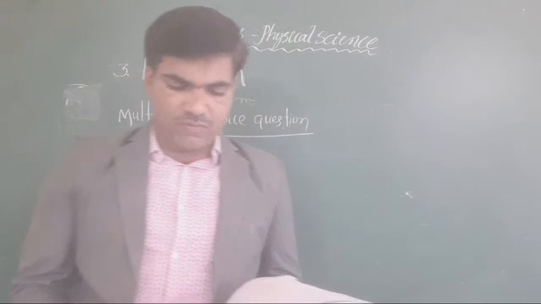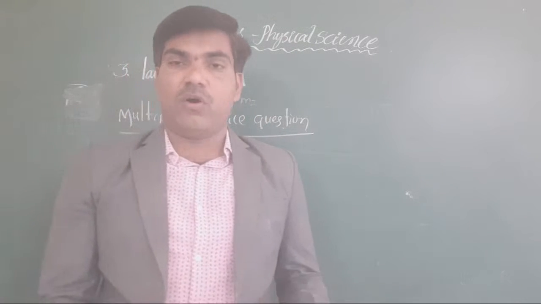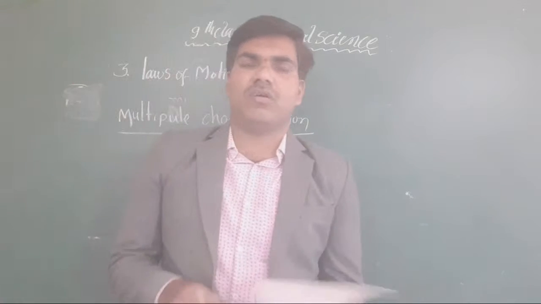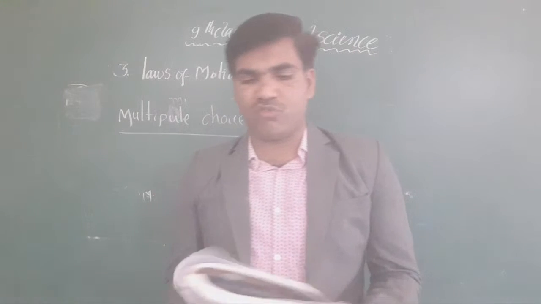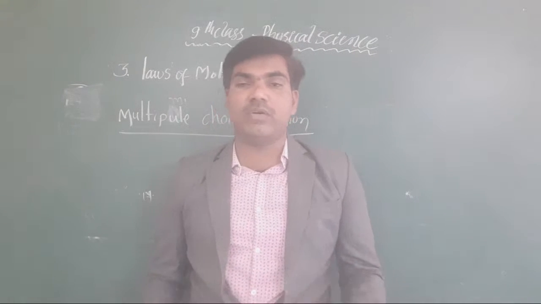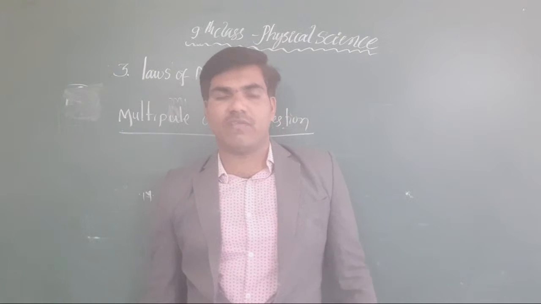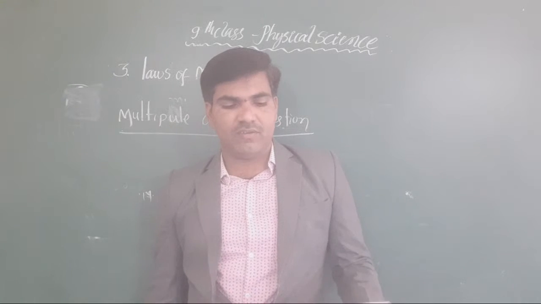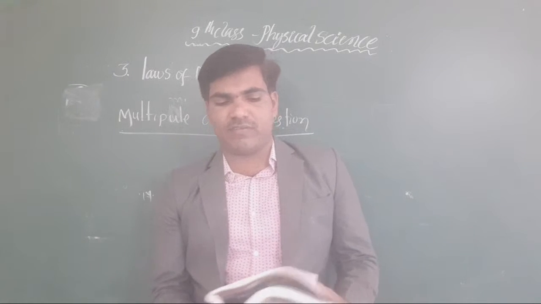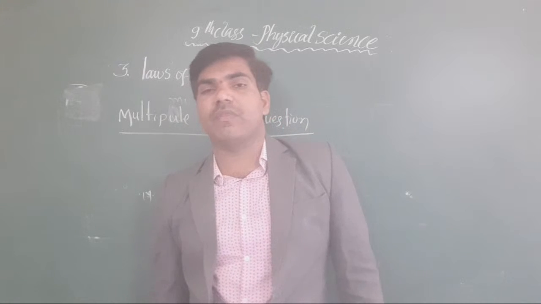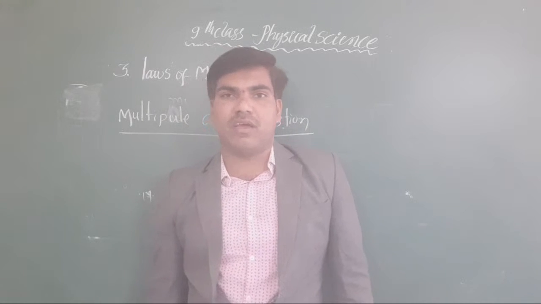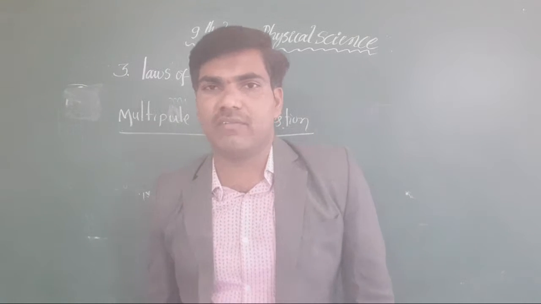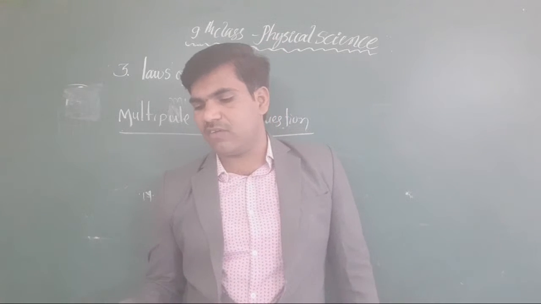This is only about Newton's words, and these are the most important four questions. One more question is also there. The SI unit of momentum is what? kg meter per second. Answer is C, kg meter per second. Why? Because it is the product of velocity and mass of the body. That is it.